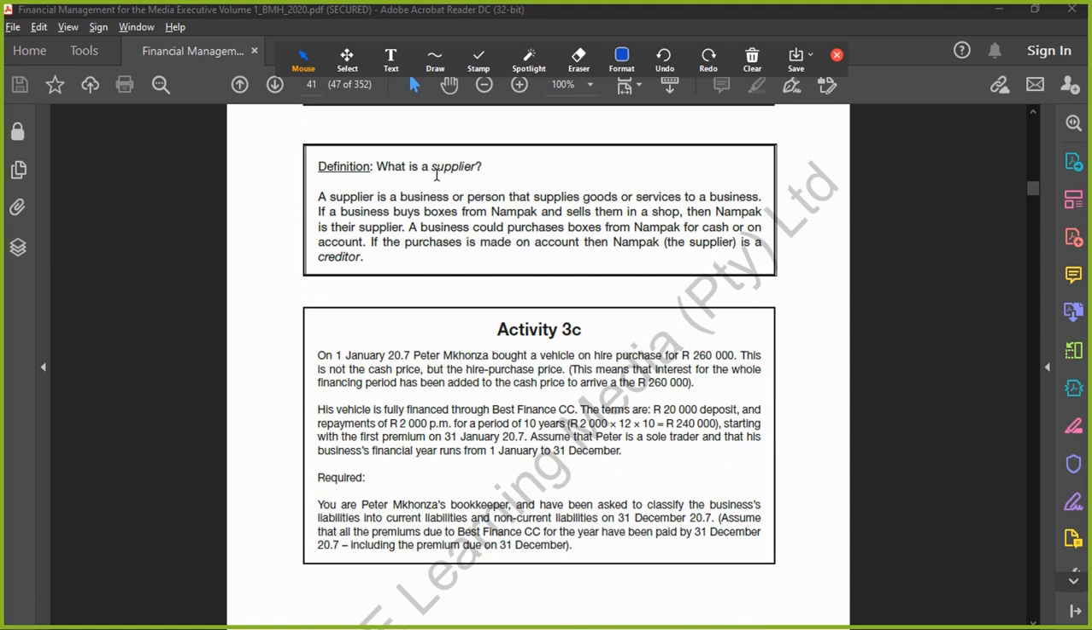There's a definition here of a supplier. A supplier is just someone who's going to provide you with goods or services. Notice, you're the one buying. You're buying those goods or you're buying those services. Please have a look at activity 3C. We will go through it in a live session, either on campus or on live Zoom.